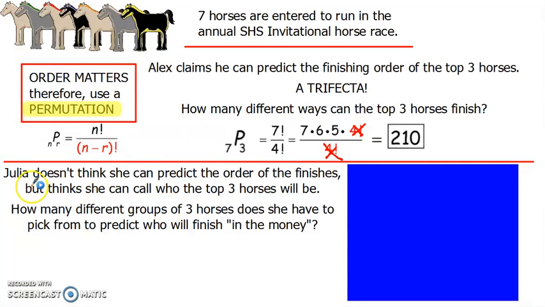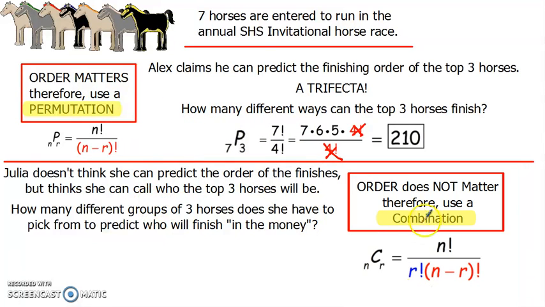Well, if Julia doesn't care about the order, she just wants to predict the top 3 horses, then if horses A, B, and C would have finished for Alex, that would be different from horses B, C, and A. Well, for Julia, it's the same 3 horses. ABC is ABC, BCA, CBA, it doesn't really matter. So we're going to cut that way down. Anytime it was the same 3 horses, just in a different order, that's the same combination of horses.